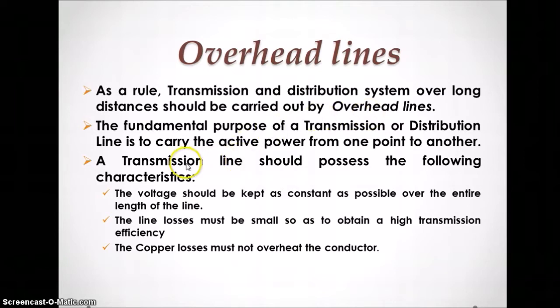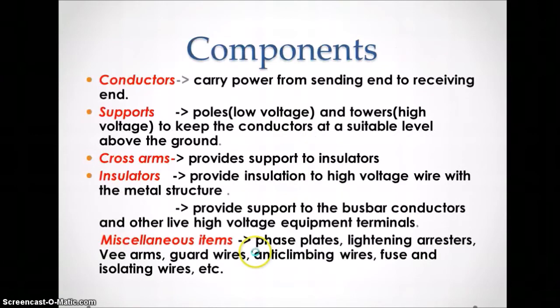To design a transmission line, we have to follow these characteristics. The voltage drop should be kept as constant as possible over the entire length of the line. The line losses must be as small as possible in order to obtain high transmission efficiency. The copper losses, that is I square R losses, should not overheat the conductor. These characteristics should be followed by some standards. So let us see what those things are.